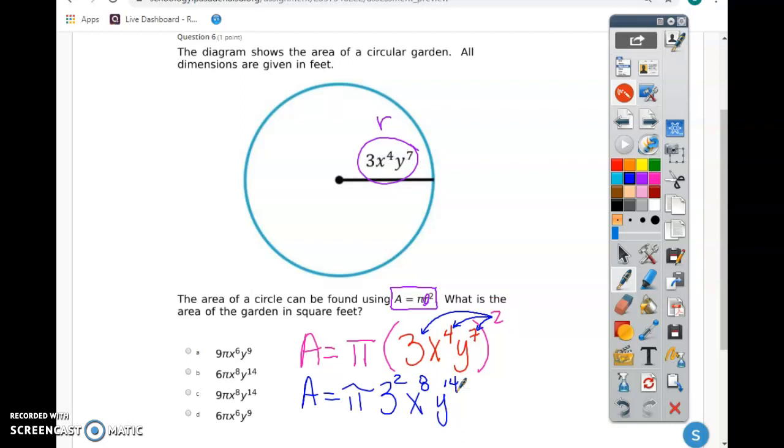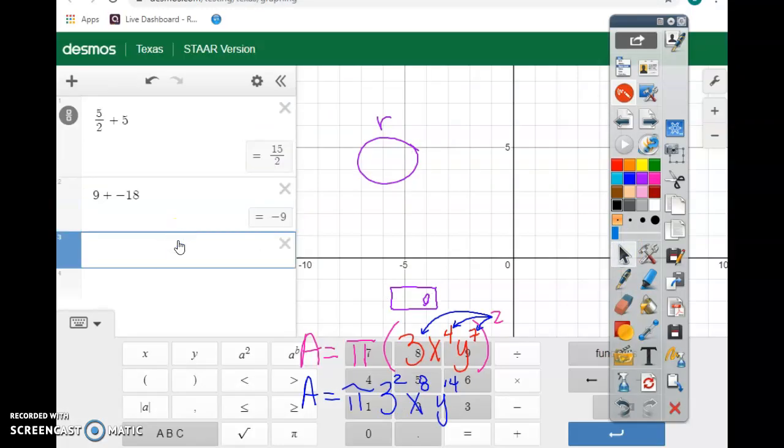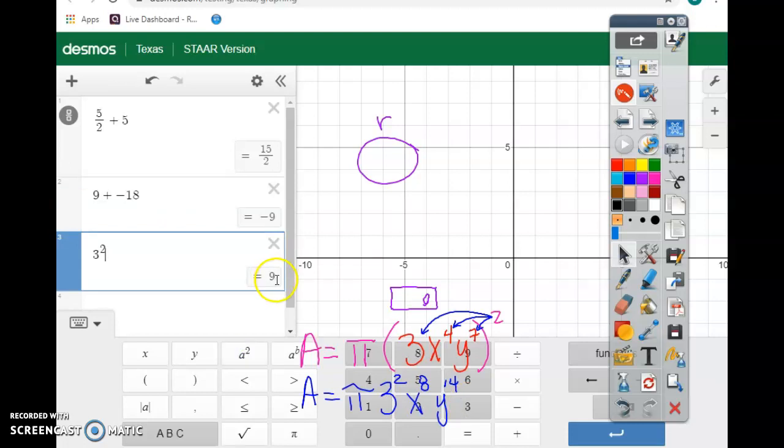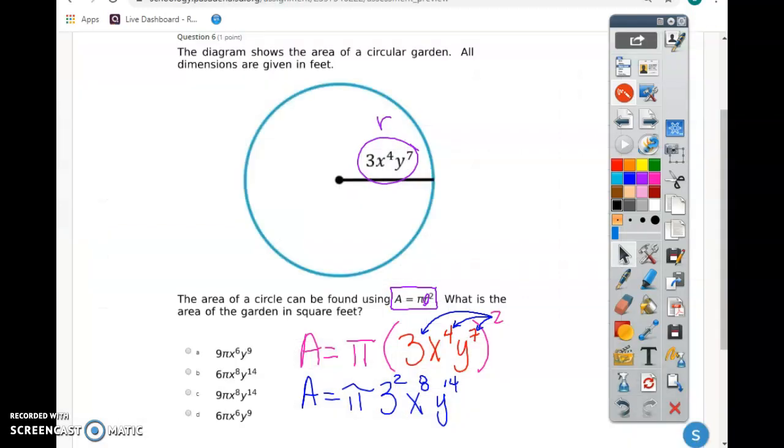Okay? What is 3 squared in Desmos? I'm going to type 3 squared. And that gives me 9. So my answer has to start with 9. It's not 3 times 2. It's 3 squared. Okay? So here, it's not the one that gives me 6. It's the one that gives me 9. And then you have to figure it out. So go ahead and pick your answer and let's move on to the next one.